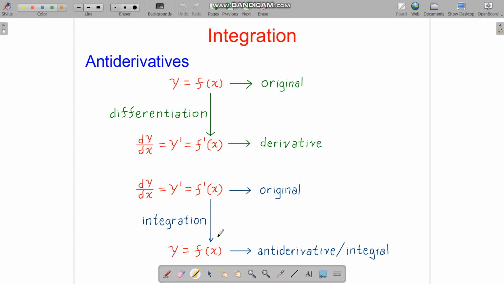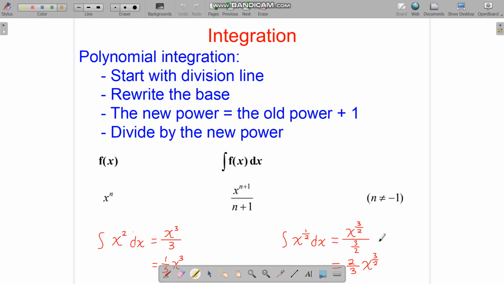Previously in differentiation, originally we have y or f of x. After differentiating, we get dy/dx or y prime or f prime of x. In integration, when we have dy/dx or y prime or f prime of x, after integrating, we get the y or the f of x. And the result of the integration is called the integral or the antiderivative.